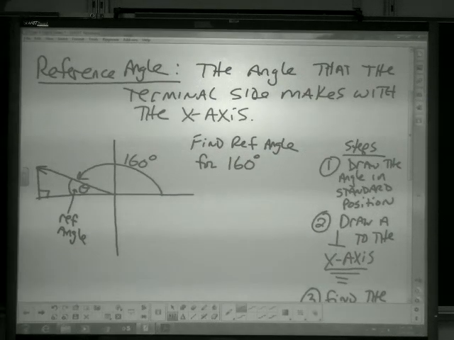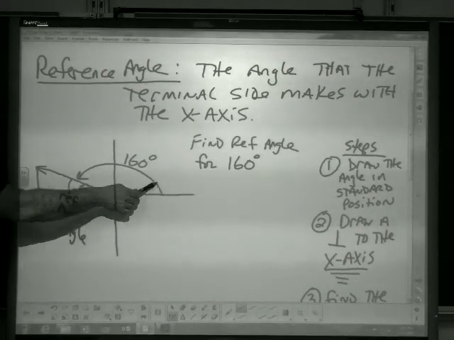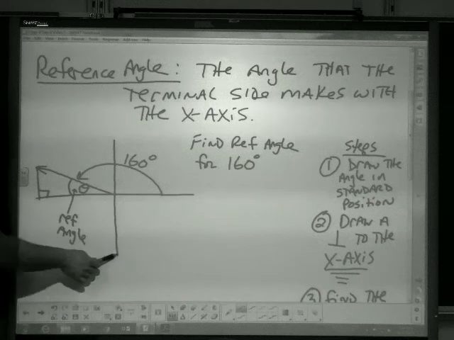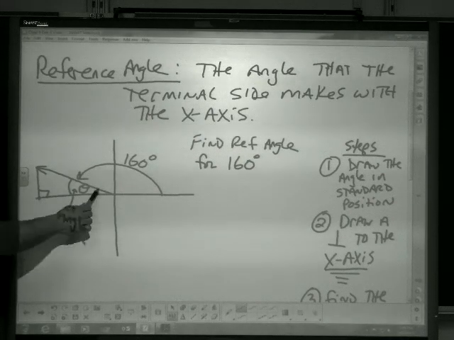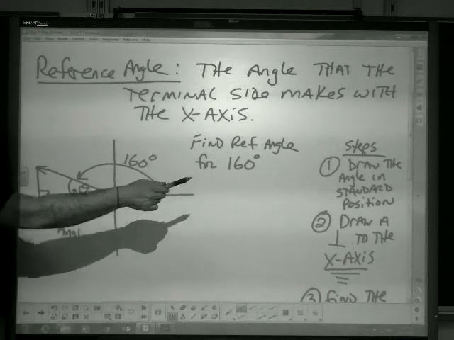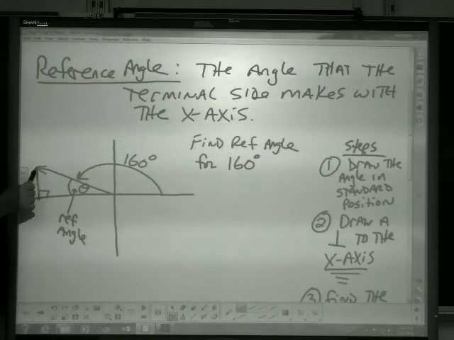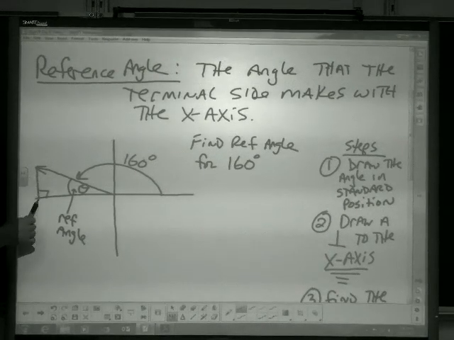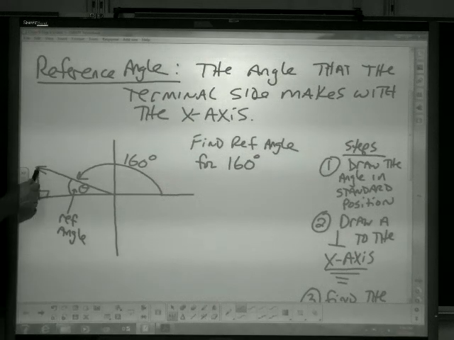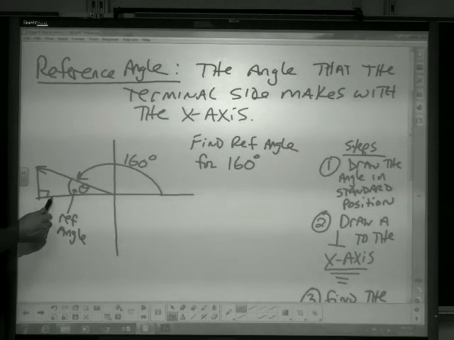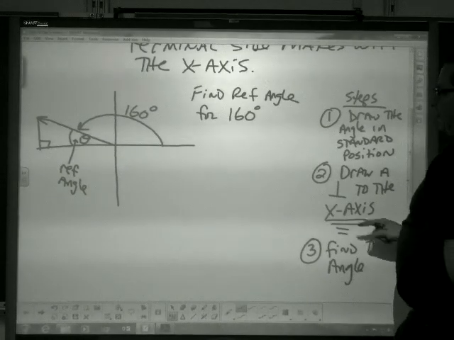angle is. So what do we do? Step one, draw the angle in standard position, which means if it's positive, we go this way. If it's negative, we go this way. So we draw the angle in standard position. Step two, draw a perpendicular, that's what this little upside down T means, to the x-axis. Always, always, always vertically to the x-axis, never to the y. Boom, draw a perpendicular. Step three, find that little angle.